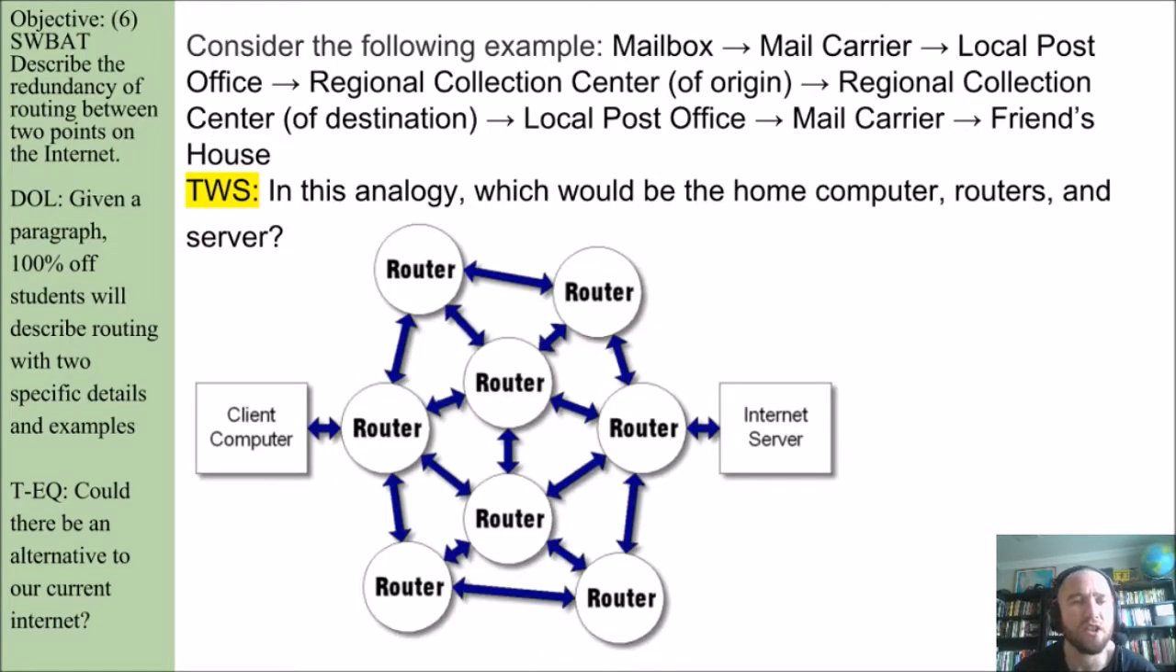Reliability is another. Having many redundant paths means if one goes down, there are many others that a message can take. So I want you to consider the following. Think about this analogy here. You have your mailbox, and you can put a piece of mail in that, right? Then a mail carrier will come, pick it up, take it to the local post office, then take it to the regional collection center, then the regional collection center of its destination, and then the local post office of its destination. The mail carrier is taking it to its destination, and that is to your friend's house that you mailed the letter to. So think, write, share: in this analogy, which parts would be the home computer, the routers, and the server?